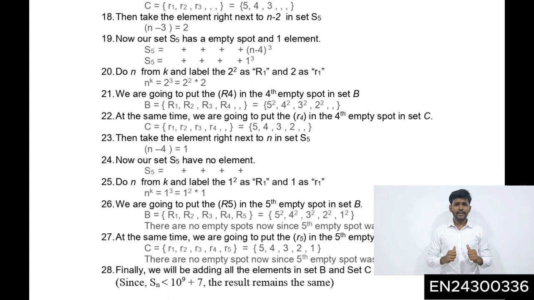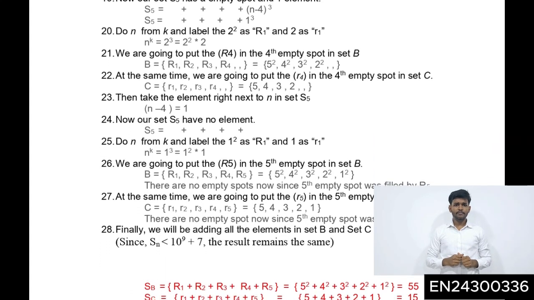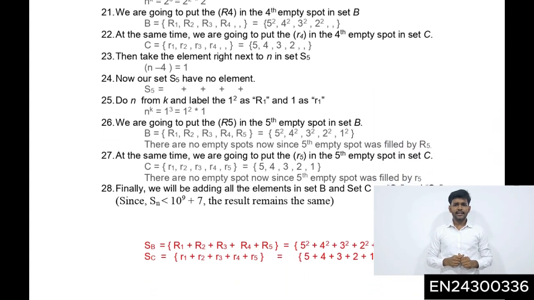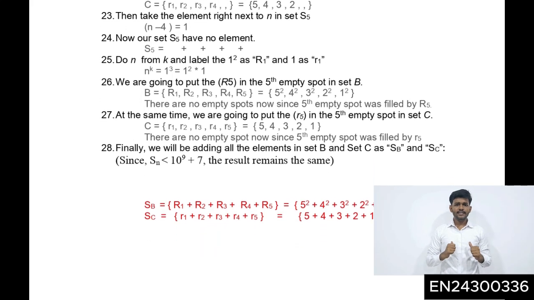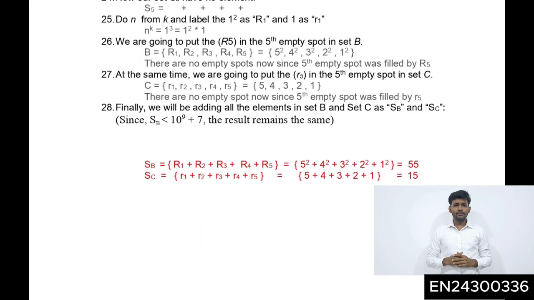As a result, we can get 5 elements for each set A and B. Therefore, we add all elements in sets A and B. Finally, we get the answers SB and SA as 55 and 15.